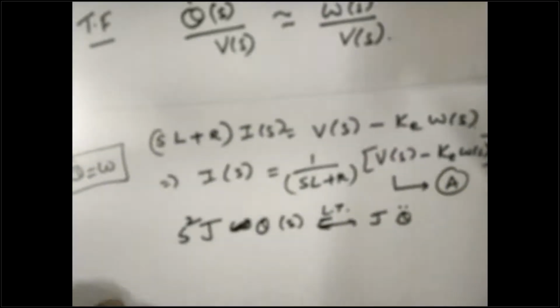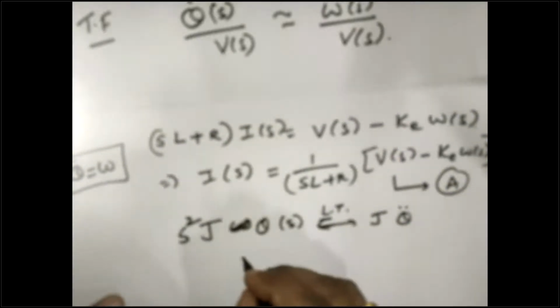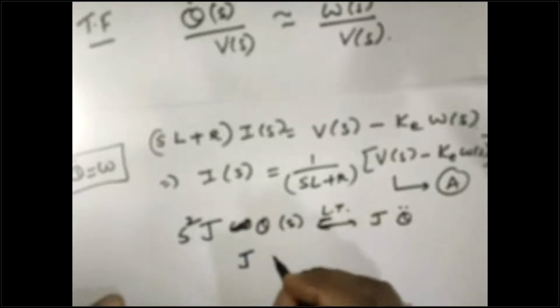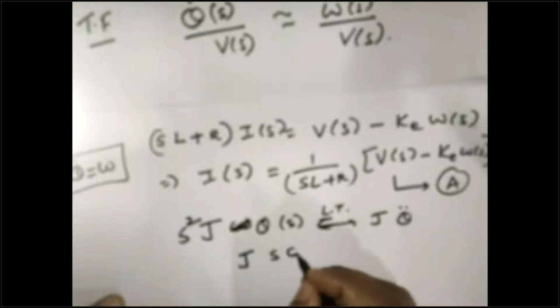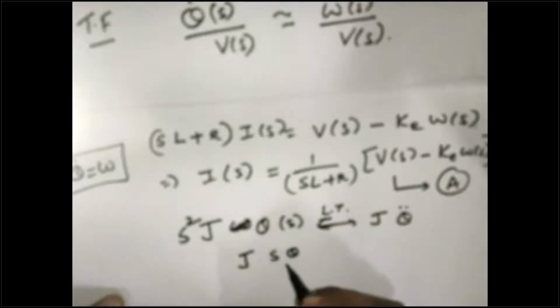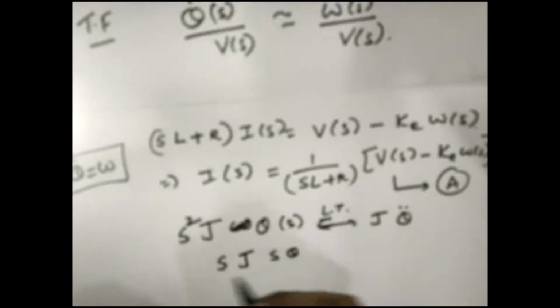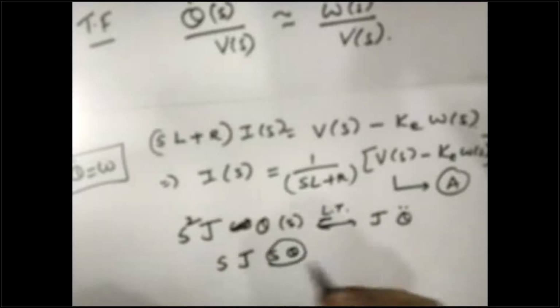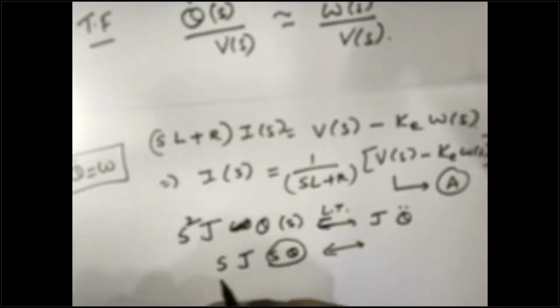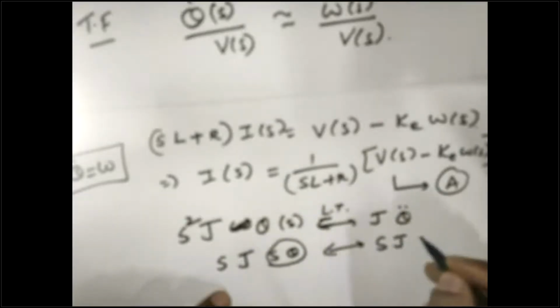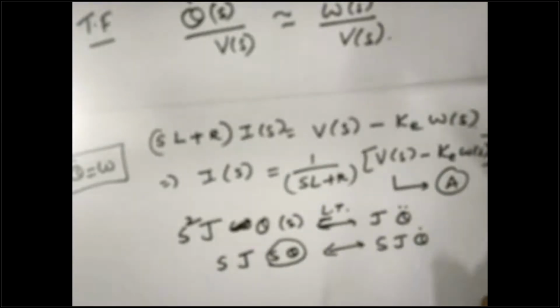Or in other words, I can write J s into, so this s I will keep it. So s into theta, this I can write as s J into theta dot. So this is one way of writing the thing. So this I will say it is a B.